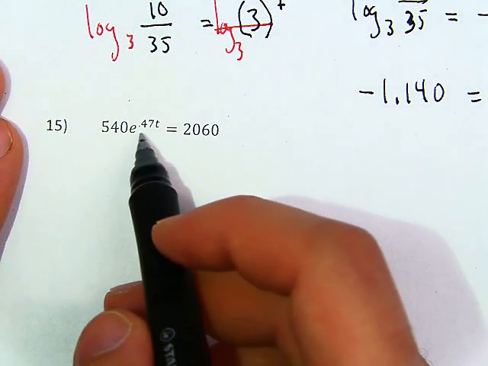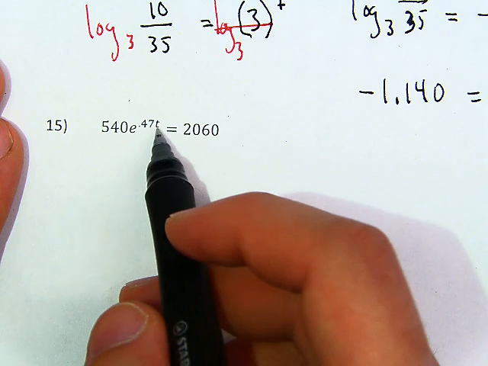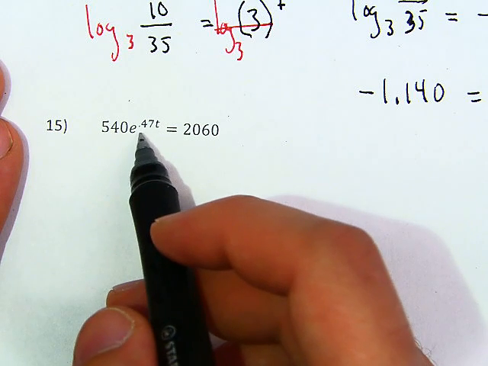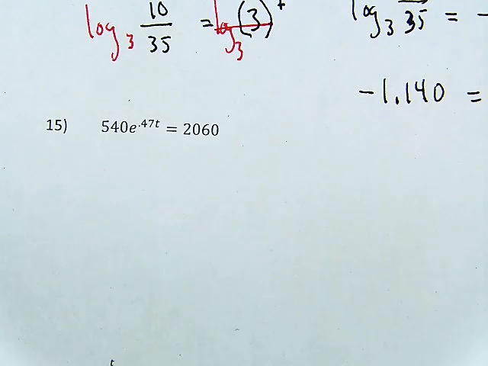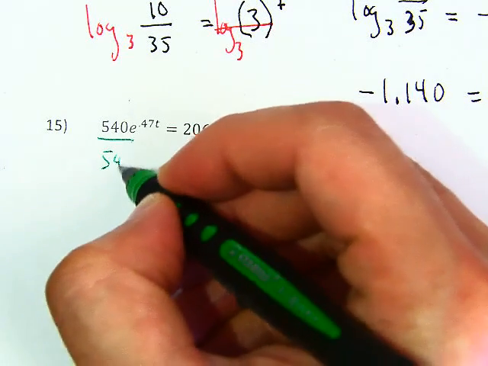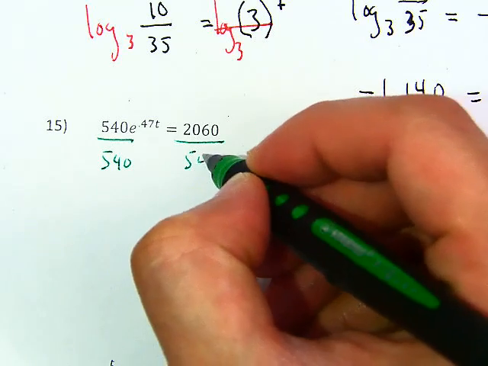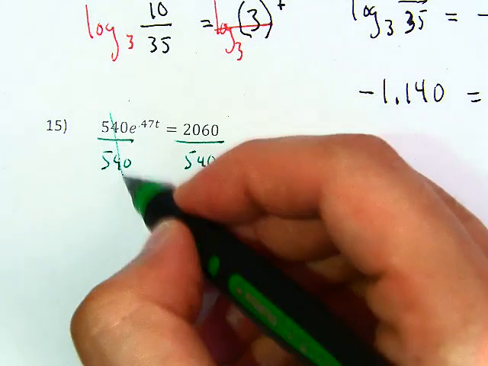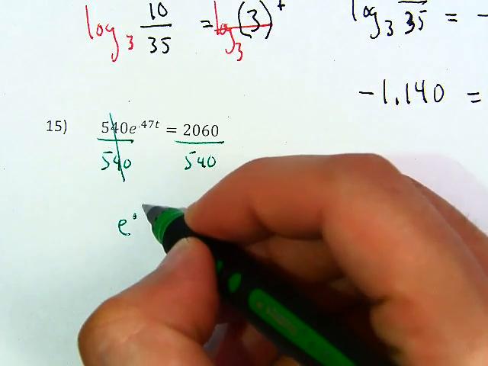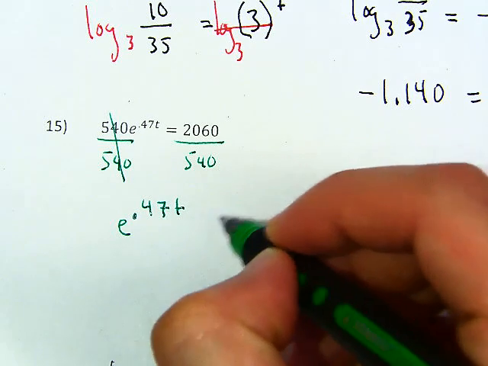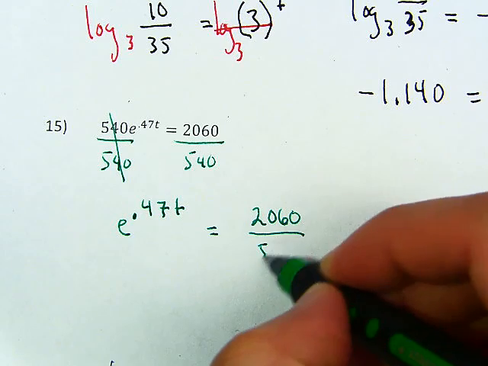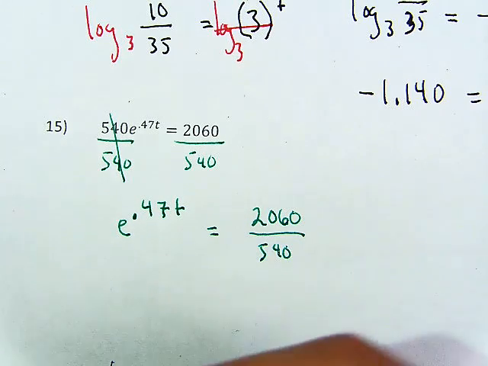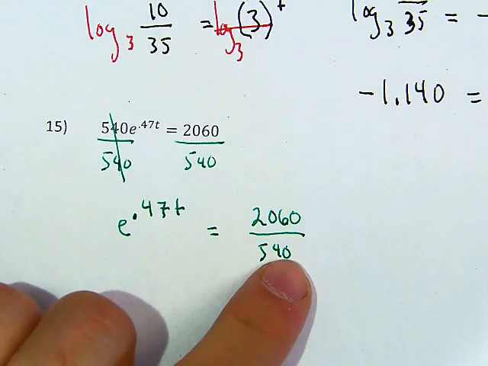What would you do? You want to get this t by itself, right? So the first move is you want to try and just get the e by itself here. So here what we're going to do is divide both sides by 540. And divide this by 540, so this 540 cancels and you're left with e to the 0.47t is equal to 2060 over 540. And if you want, you could simplify it, but you could also leave it like this.